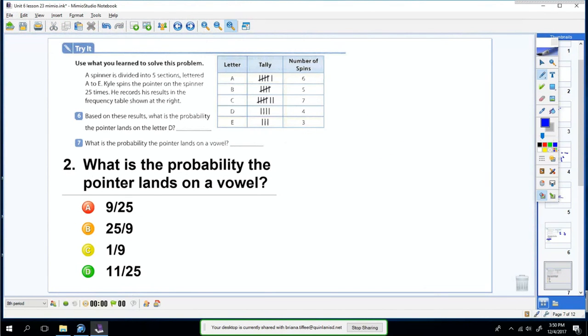So what's the probability of the pointer landing on a vowel? Well, a vowel is A-E-I-O-U. So I have an A and I have an E. So I have a 6 and 3. So that's 9 out of 25 chances. So 9/25 is that one.